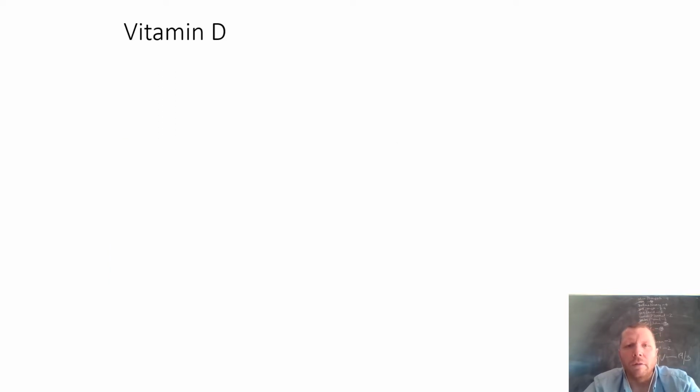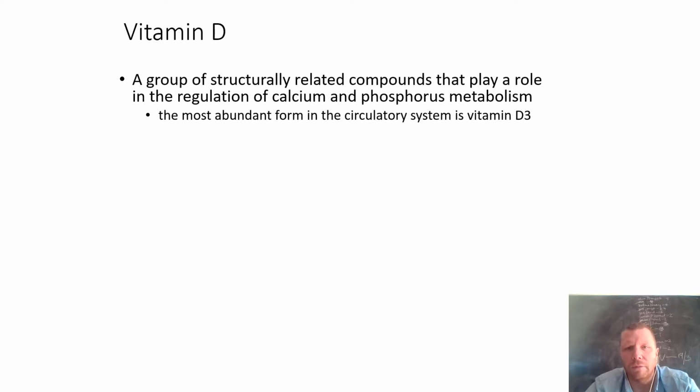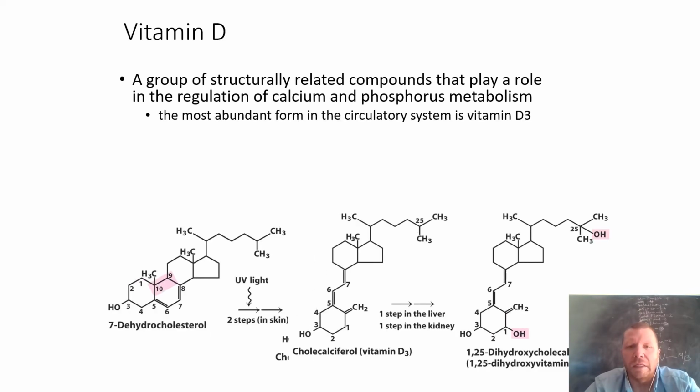Okay. Now, if we look at vitamin D, this is a group of structurally related compounds that play a role in the regulation of calcium and phosphorus metabolism. Most abundant form is vitamin D3. That's the one that generally you're going to buy off the shelf at any grocery store or nutritional supplements. And so vitamin D3 is this guy right here, cholecalciferol.